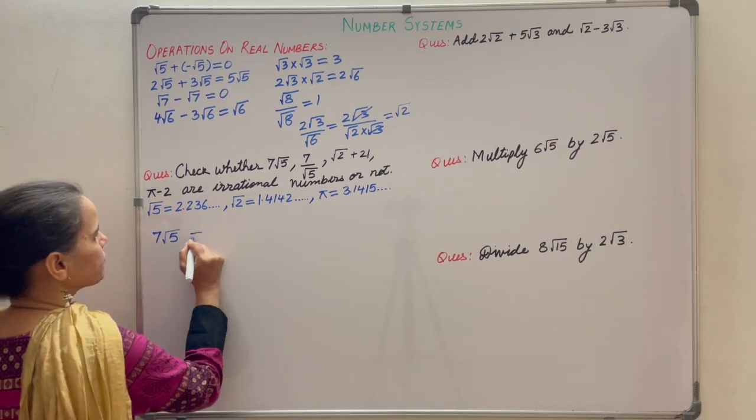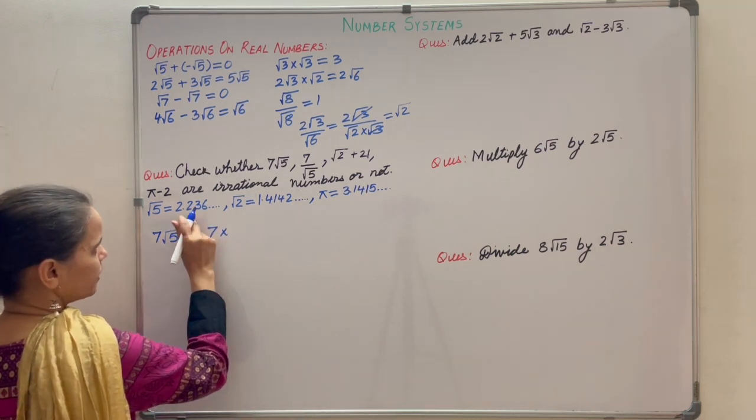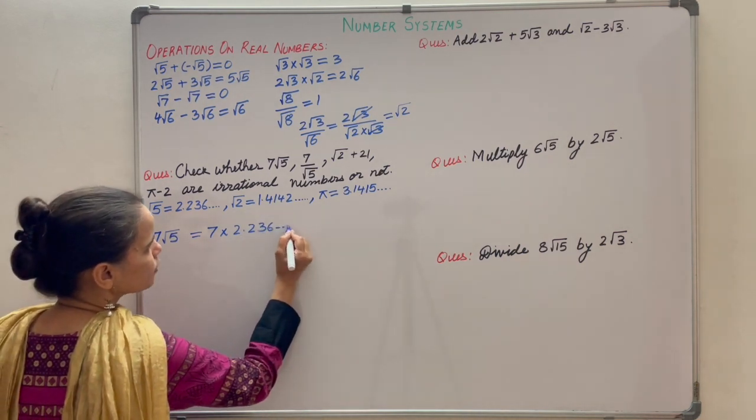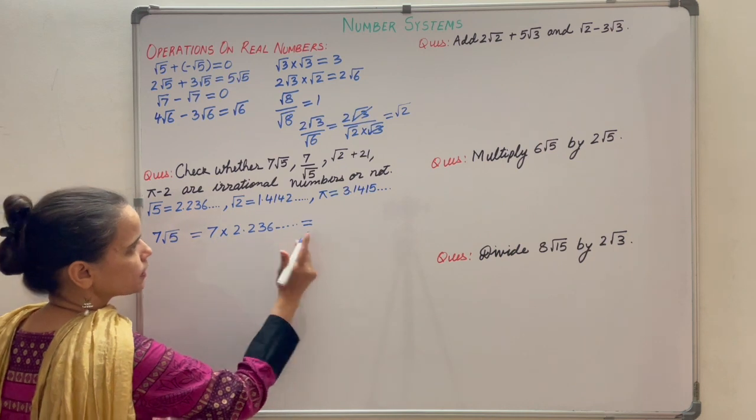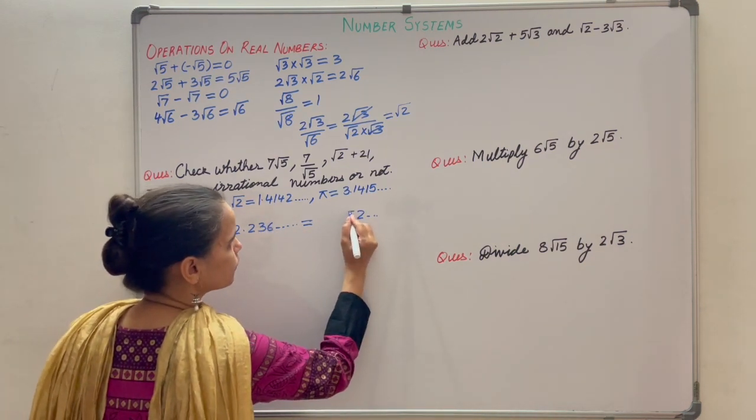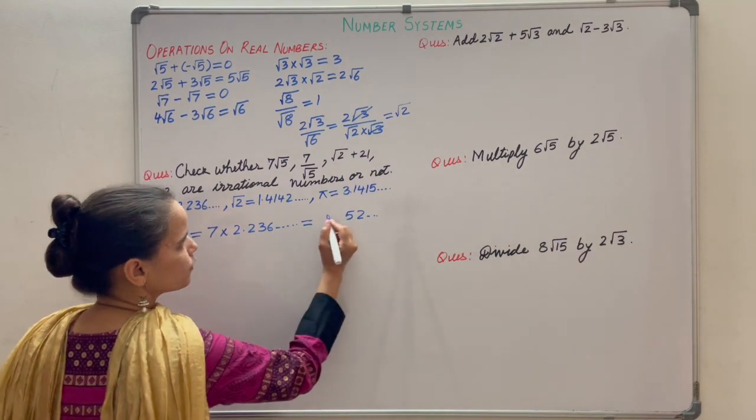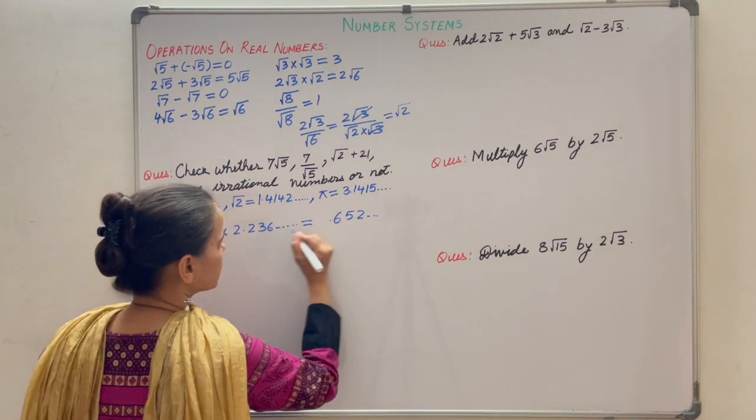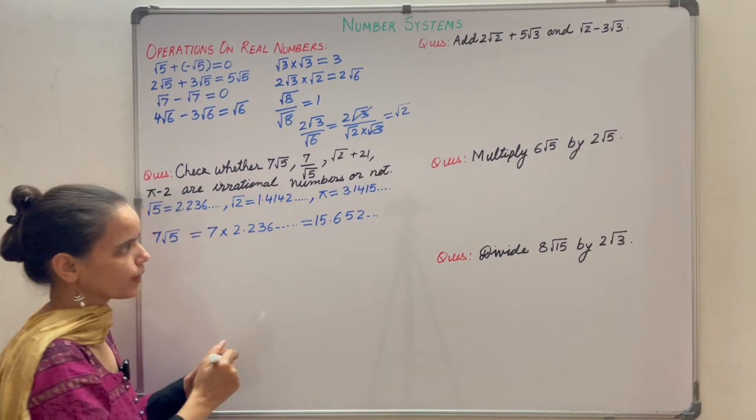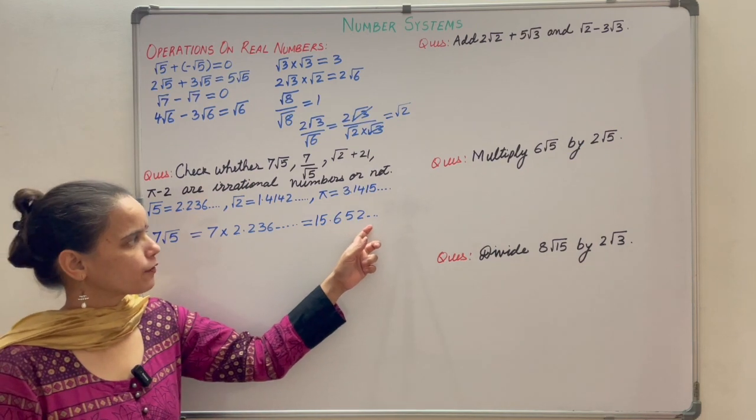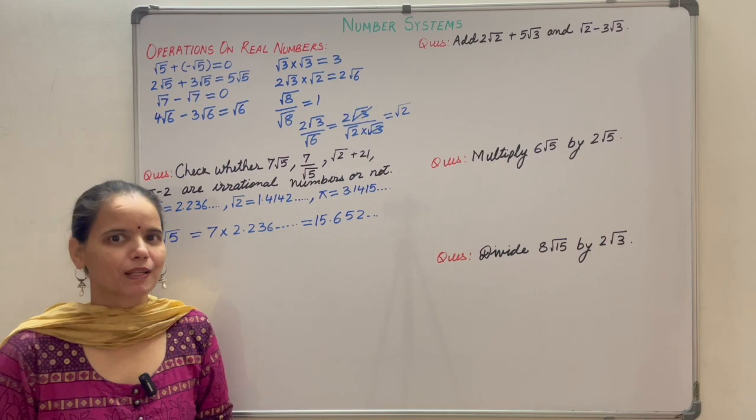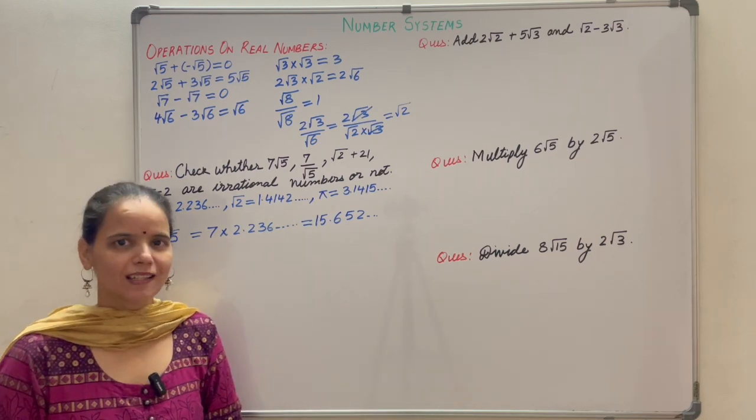Let us now multiply. So 7 into root 5 in decimal form is 2.236 and so on. So 7 into 6 is 42, carry over 4, 7 into 3 is 21, plus 4 is 25, carry over 2, 7 into 2 is 14, 14 plus 2 is 16, carry over 1, 7 into 2 is 14 and plus 1 is 15. So what do you get? 15.652 and so on. So this is a non-terminating, non-recurring decimal number. That means it is an irrational number.